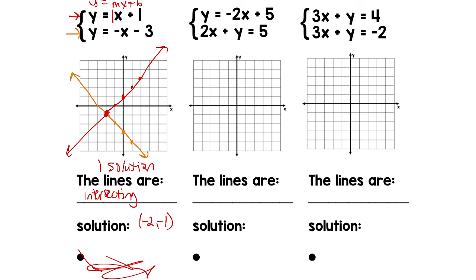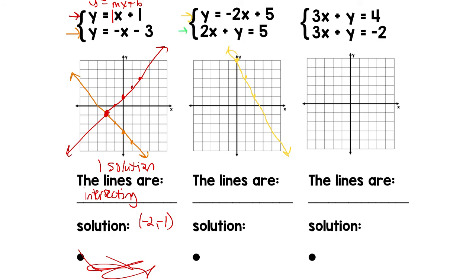Let's graph this next system of equations. Yellow line will be on top. The y-intercept is 5. 1, 2, 3, 4, 5. And the slope's -2, down 2, right 1. Something like that. Then we have a green line next.